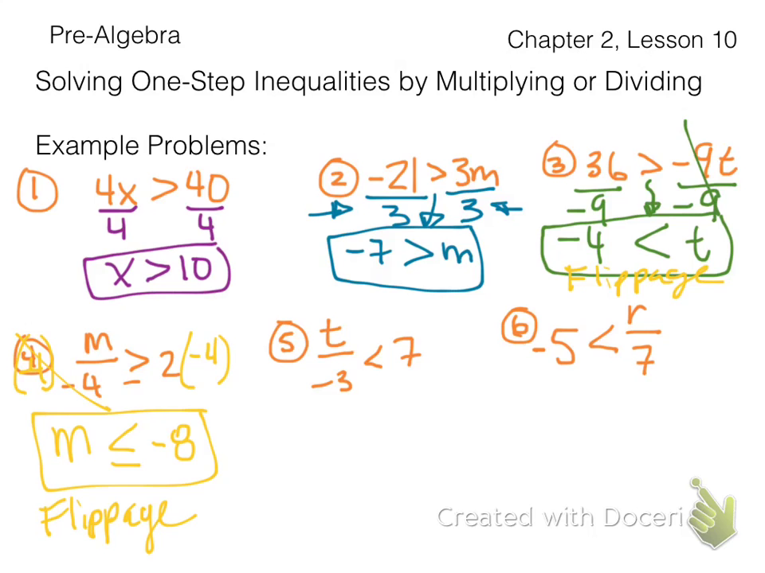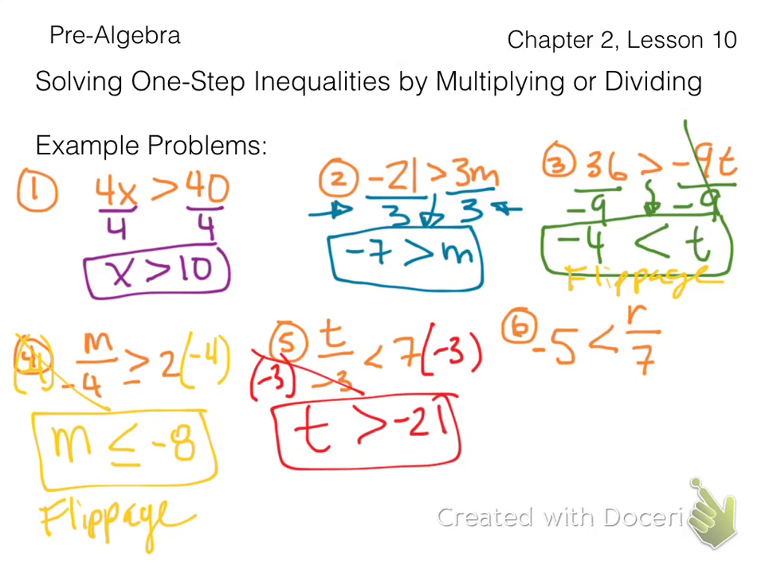Okay, 2 more problems. Okay, I can't use orange on top of orange, Misty H. All right, red. Okay, so what is the opposite of dividing by -3? Well, that would be multiplying by -3. Hey, I multiplied by -3 on both sides. That means I need to flip the direction of my inequality. You guys getting the hang of this? So this was flippage as well.